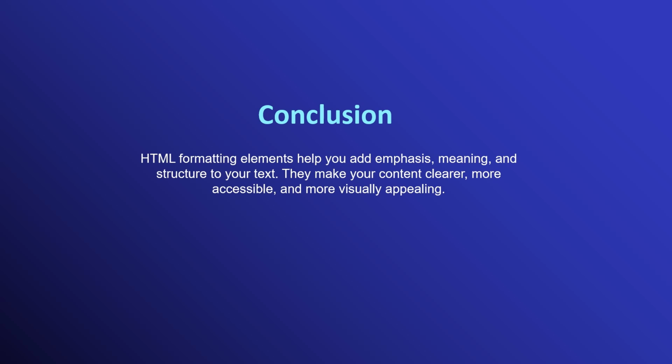In conclusion, for today's lecture, we looked into HTML text formatting, and we see that it helps us to add emphasis, creates meaning, and helps in structuring our content or text on our websites. We also see that it helps to make our content clearer, more accessible, and more visually appealing. In our subsequent class, we'll be looking more into HTML comments, HTML tags, images, and so on until we are done with this HTML series in our web development journey with ByteRipple.